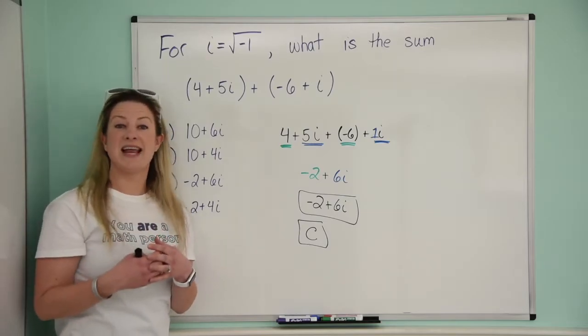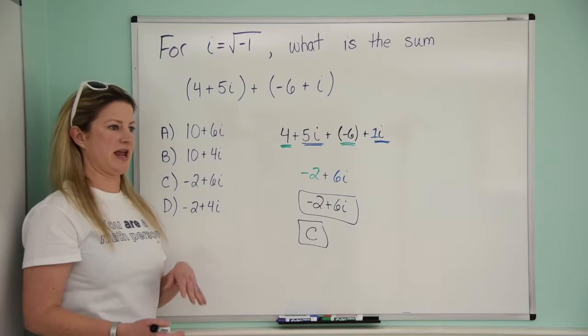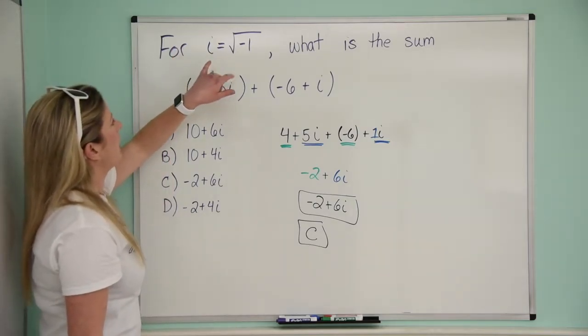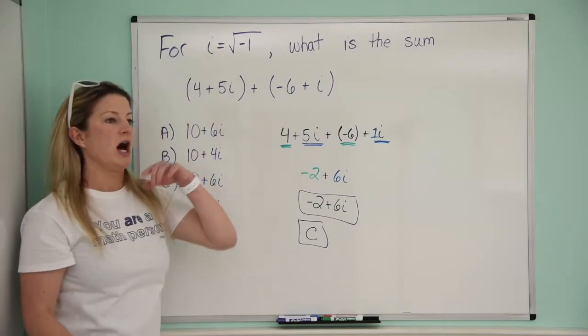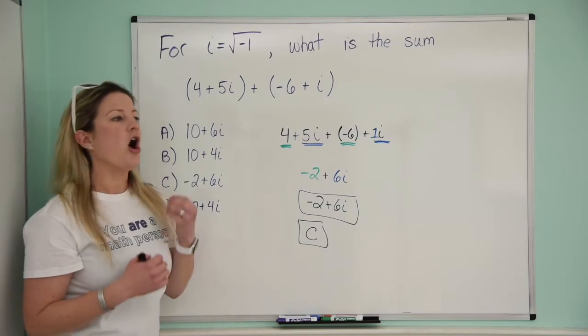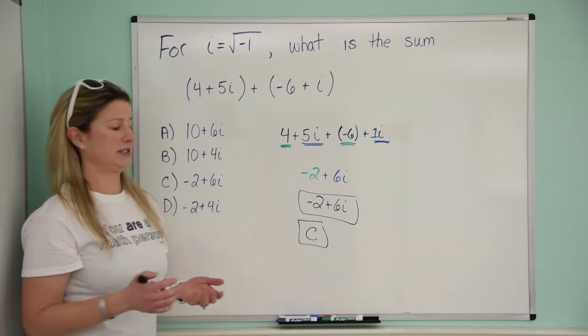Because this is an SAT question, I'm going to talk about other aspects of this question and what to watch out for. So first, for i equals the square root of -1. A lot of students get confused with that. They don't know what to do with it. They're like, why is that there? All that that's telling you is that we are dealing with imaginary numbers, with complex numbers.